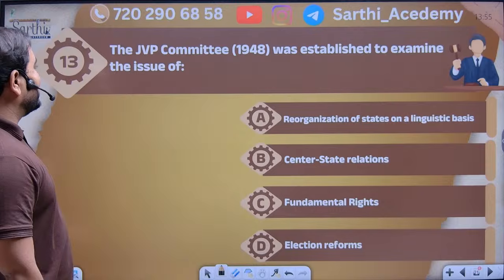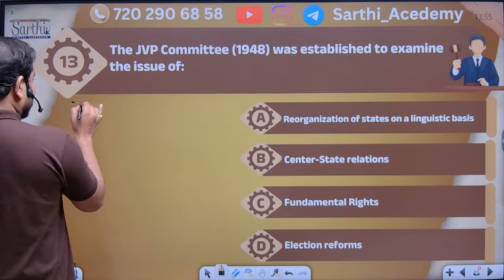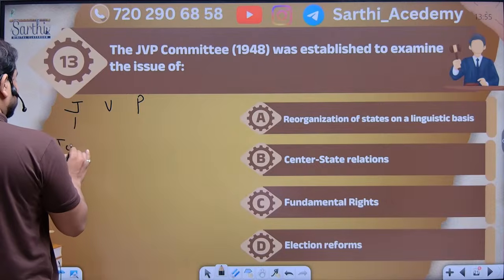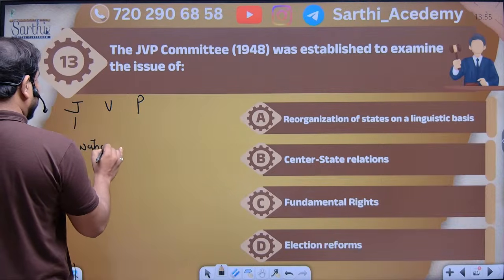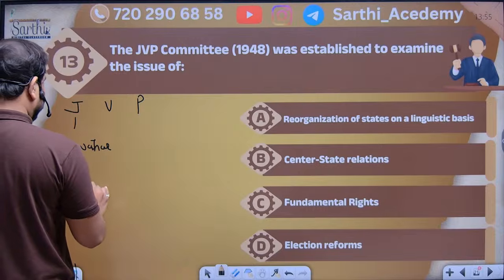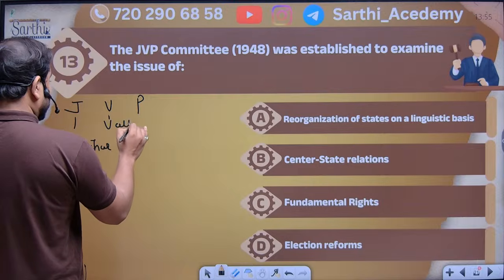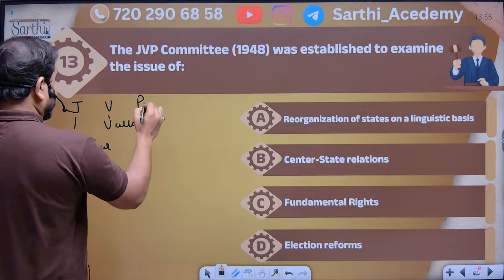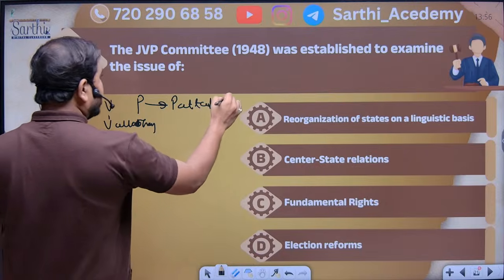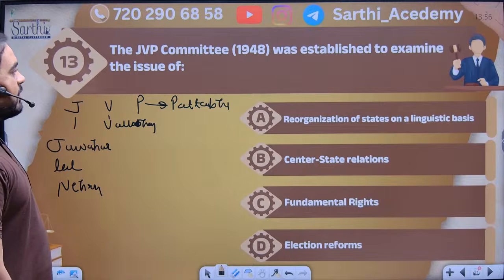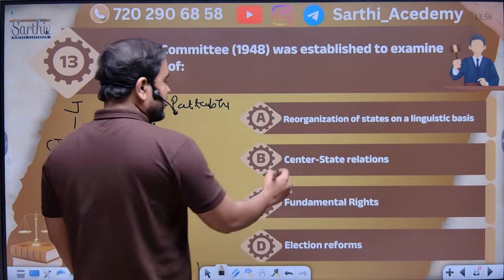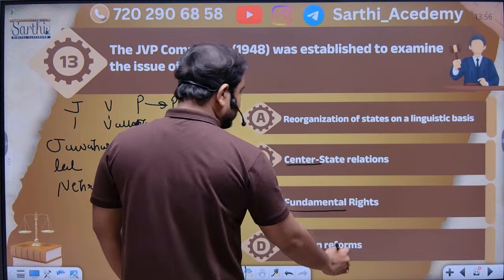Oh my god, JVP committee. J stands for Jawaharlal Nehru, first Prime Minister of India. V stands for Vallabhbhai Patel, Sardar Vallabhbhai Patel, and P stands for Pattabhi Sitaramaiah. So they formed a committee in 1948 and was established to examine the issue of recognition of state on a linguistic basis, center state relation, fundamental rights, election reforms.